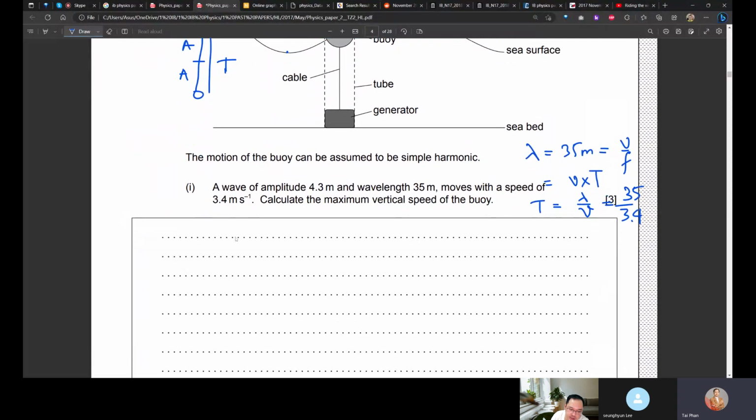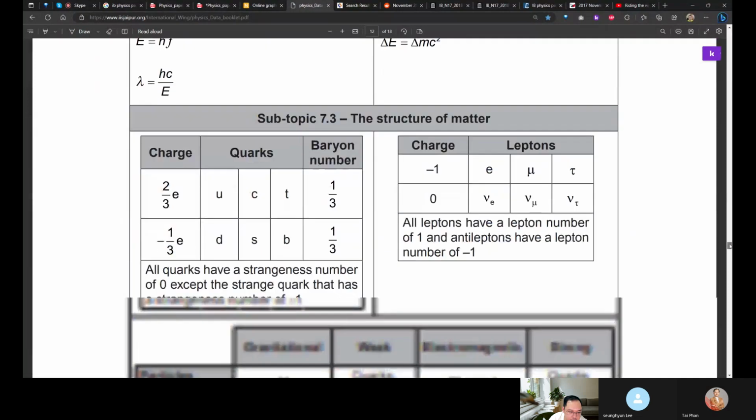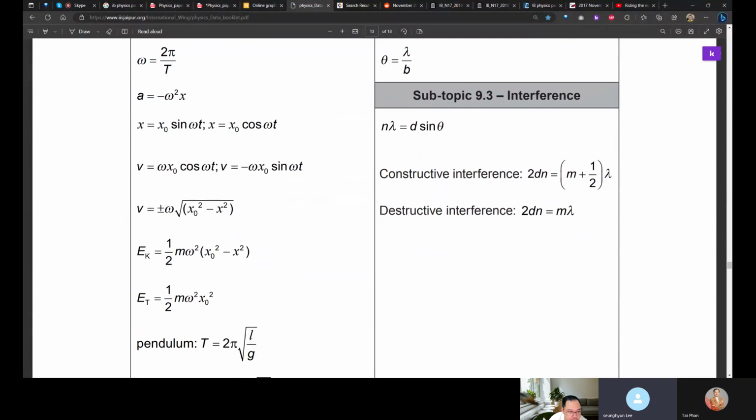There's a formula in topic 9 here, about simple harmonic oscillation. Here, the period. Omega in this formula is called angular frequency. We need to find the speed v. Using this formula, you can use the first one here or the second one here, but normally 99% of people use the second one.